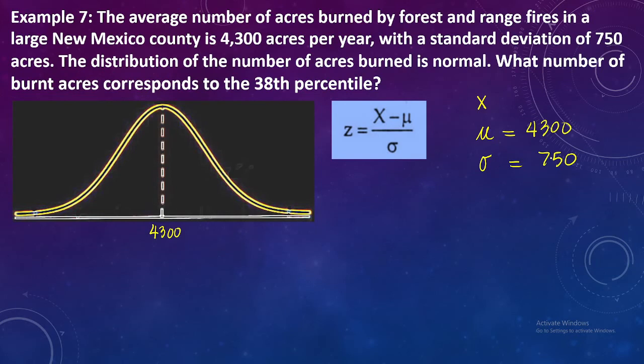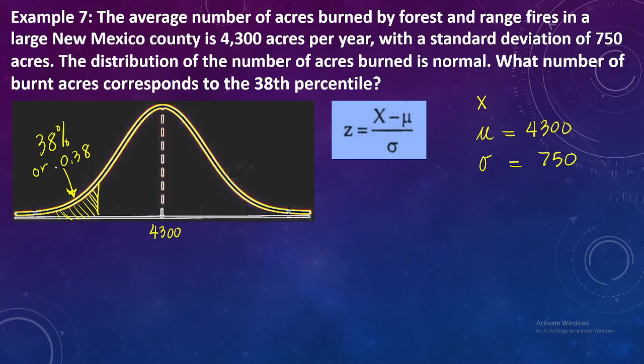Now, as you can see in the problem, you're looking for the 38th percentile. What number of burnt acres corresponds to the 38th percentile? When I say 38th percentile, it talks about 38% of the whole. So the 38% is over here. I'm going to be shading that. This is simply the 38% or the 0.38. This is our area, the probability.